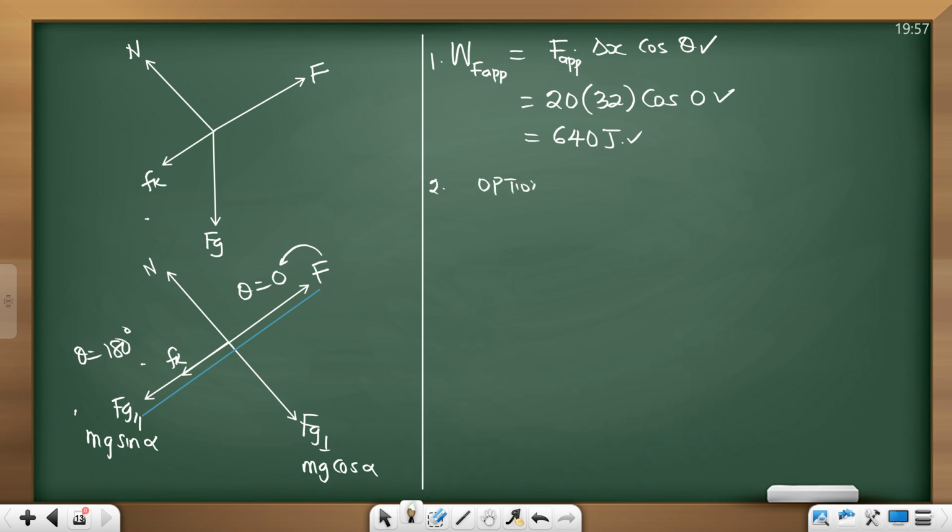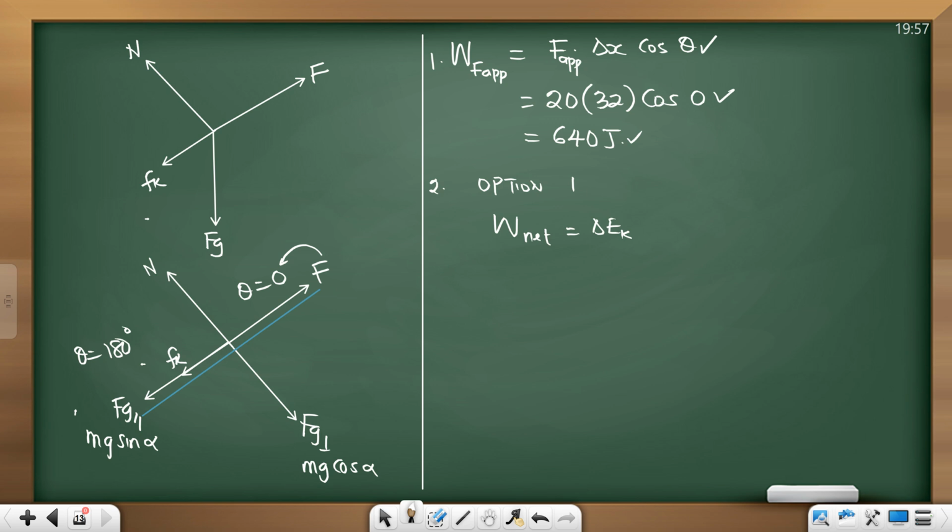Option 1. W net is equal to the change in kinetic energy. That is my work energy theorem. What does W net mean? The sum of all the work. The sum of work done by the forces.